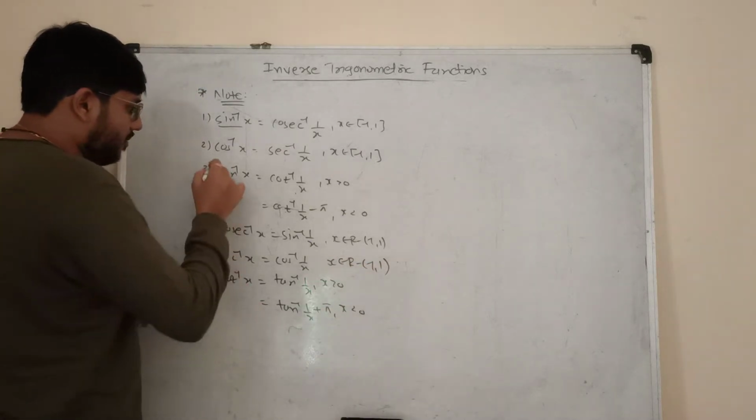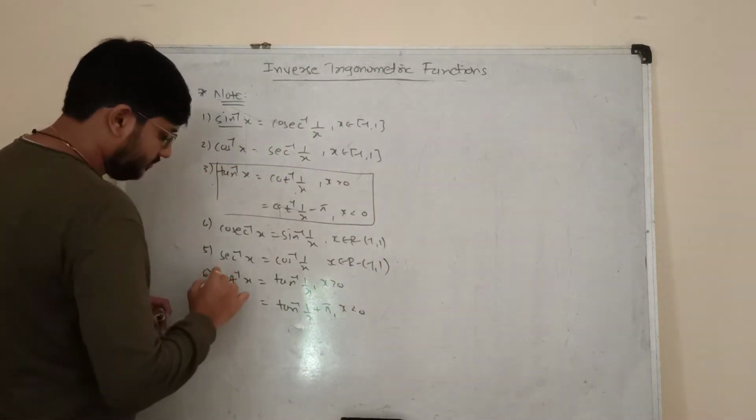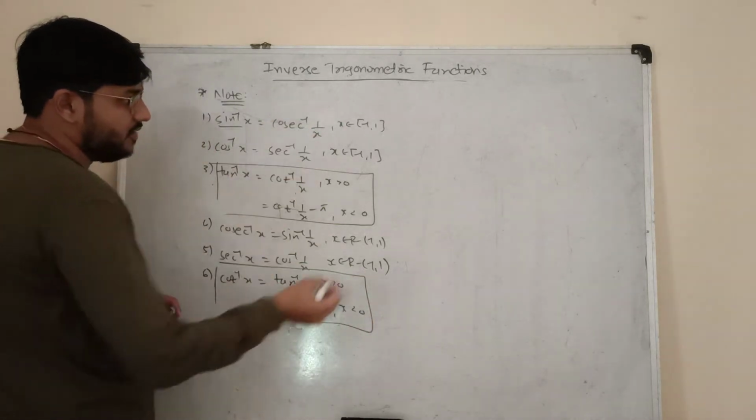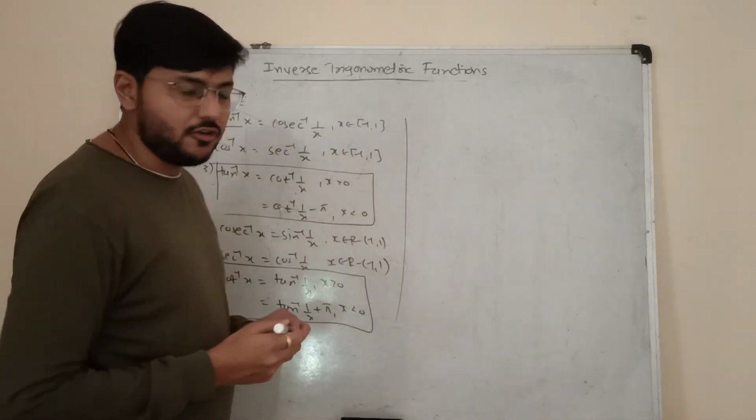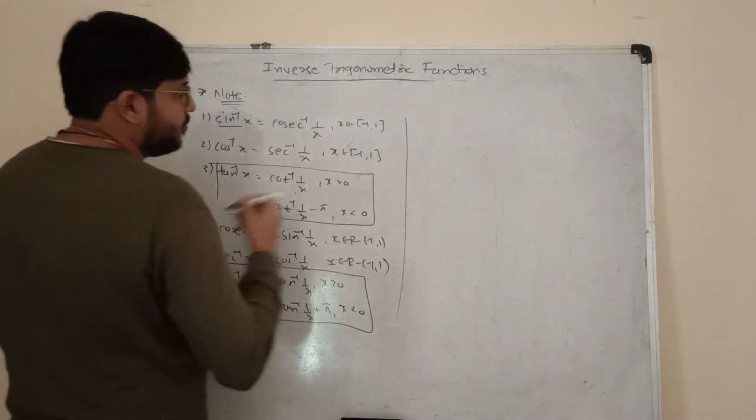So why is there a problem with these two cases, and how do these reciprocal values work? I'll give you just a single proof for any one of the functions. Let me take the proof for sine inverse.